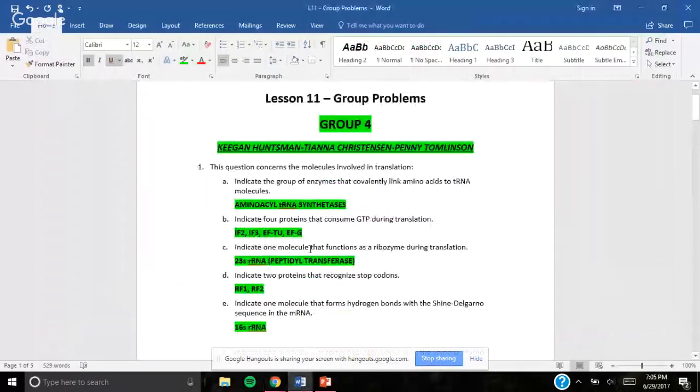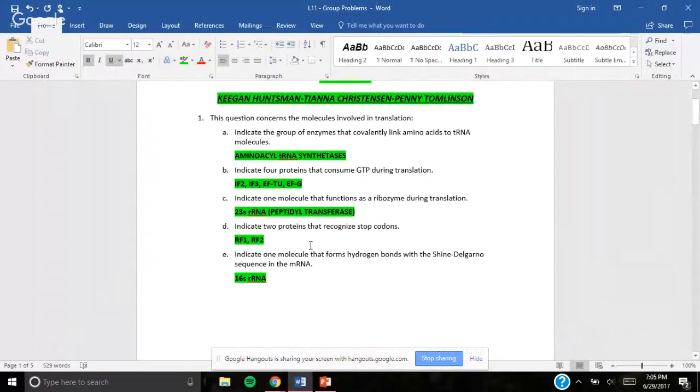Okay, so we're group 4, like I said, and number 1 says this question concerns the molecules involved in translation. Indicate the enzymes that covalently link amino acids to the tRNA molecules, and that's the aminoacyl tRNA synthetases. The 4 proteins that consume GTP are IF2, IF3, EF2, and EFG. So that's the initiation factors and the elongation factors.